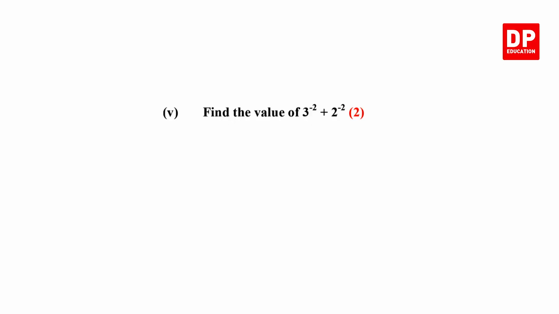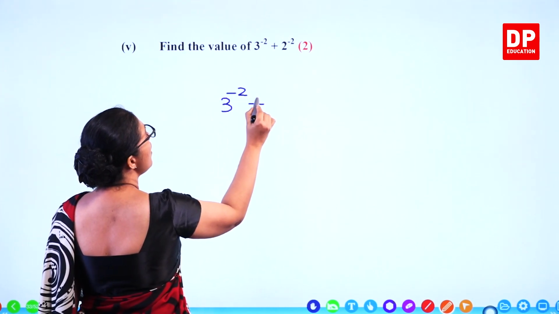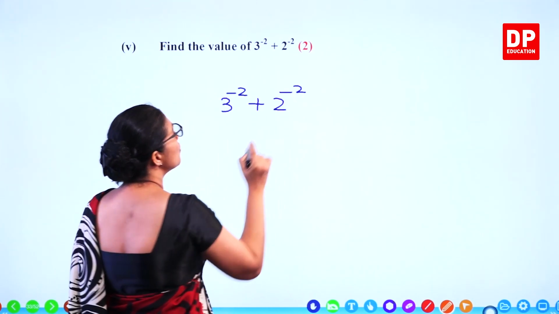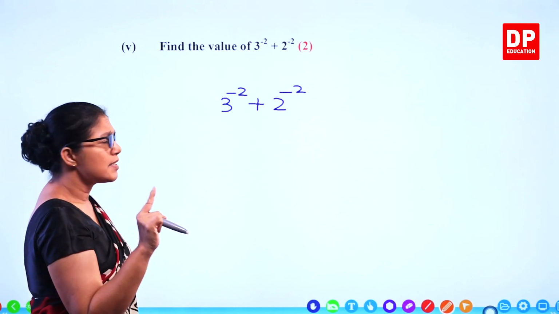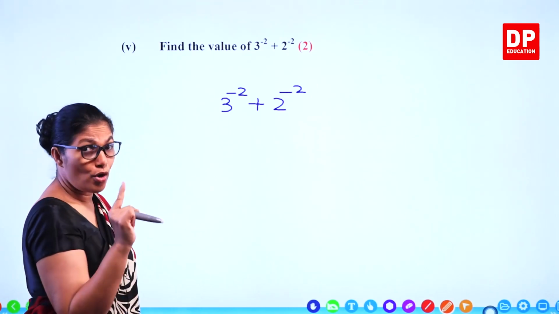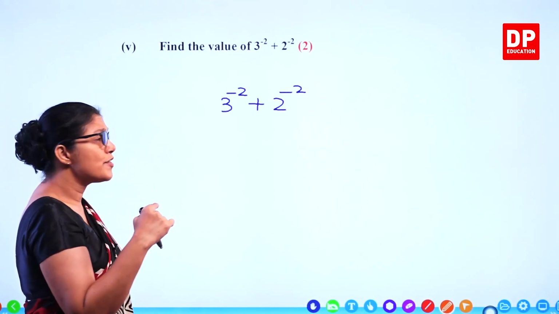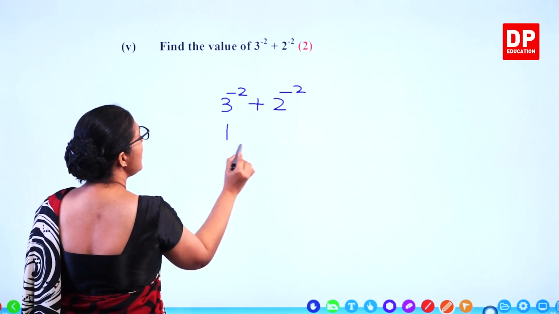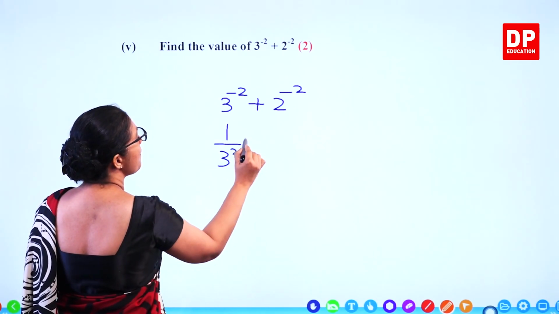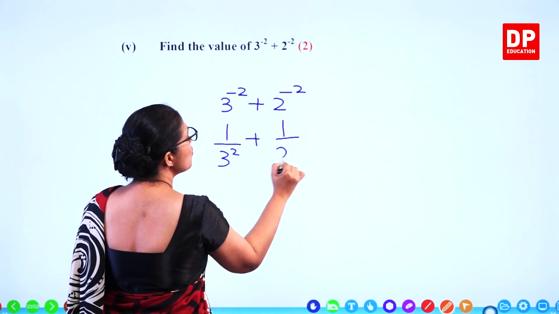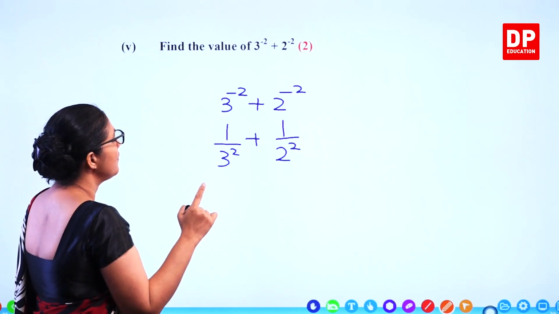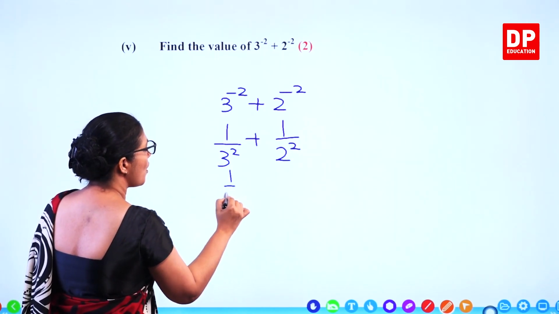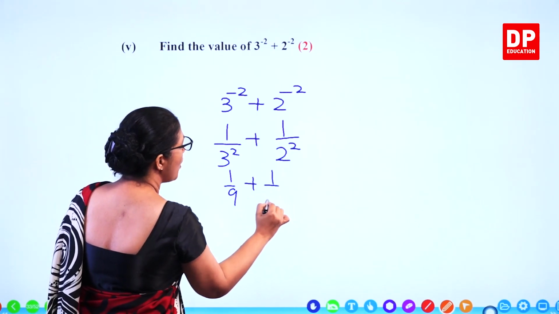Part 5. Find the value of 3 to the power minus 2 and 2 to the power minus 2. How do you write negative powers? We can write them as positive powers by taking the reciprocal. So I can write 1 over 3 squared, 1 over 2 squared. Then what is 1 over 3 squared? That's 1 over 9, and this is 1 over 4.